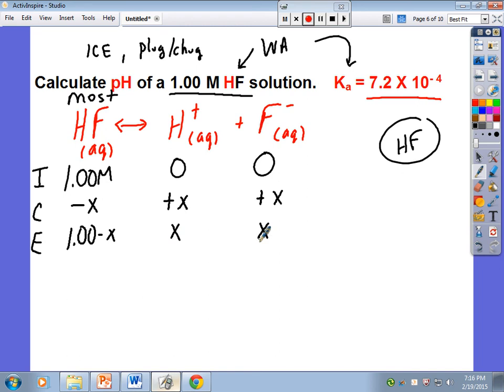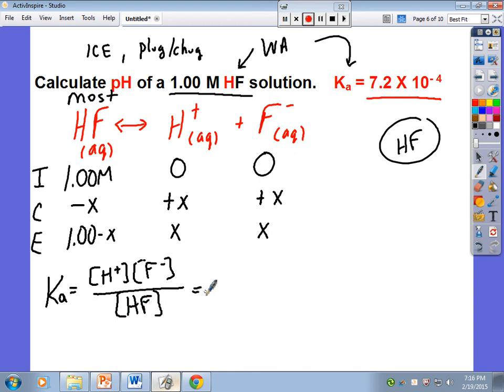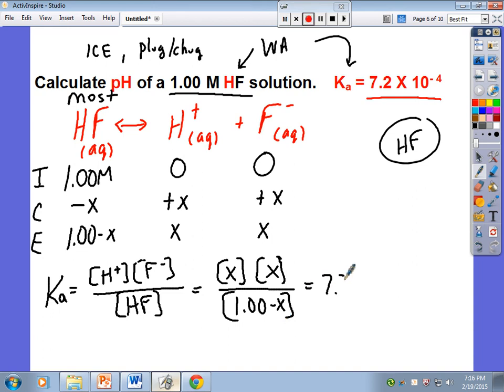Now what am I trying to find? Oh, the pH. So that means I need to do a Ka equation. And I'm going to go ahead and write that here. And what is my Ka? It's my products over my reactants. And I'm going to go ahead and plug in my values. X, X, and 1.00 minus X. And that is all equal to a value. And they give me that value. They give me the Ka. It is 7.2 times 10 to the minus fourth.